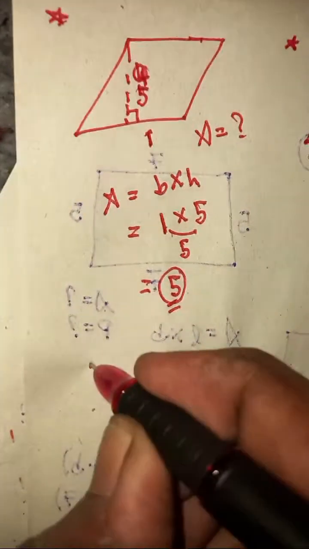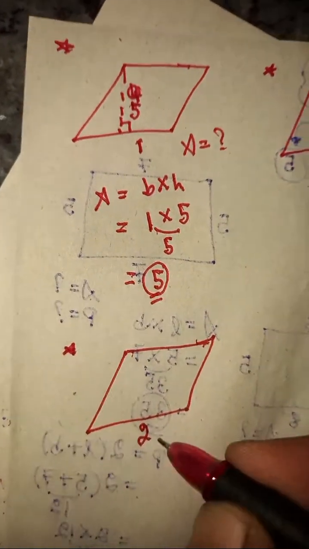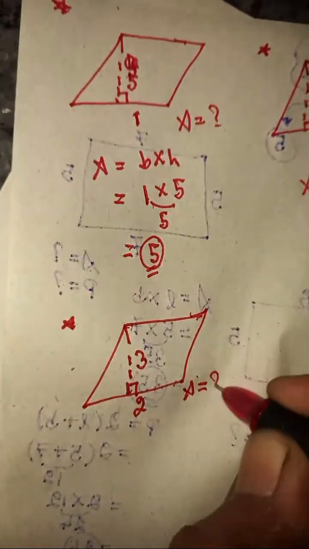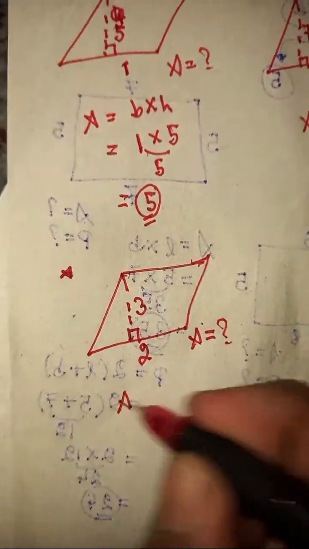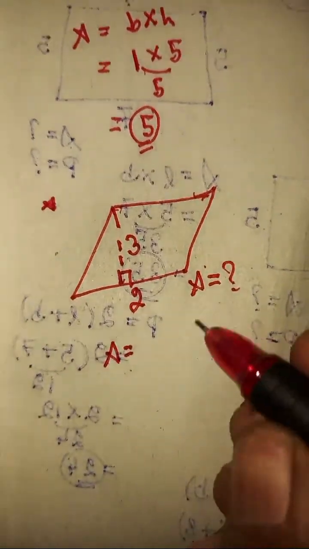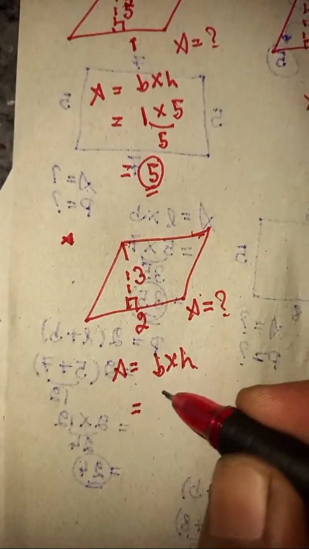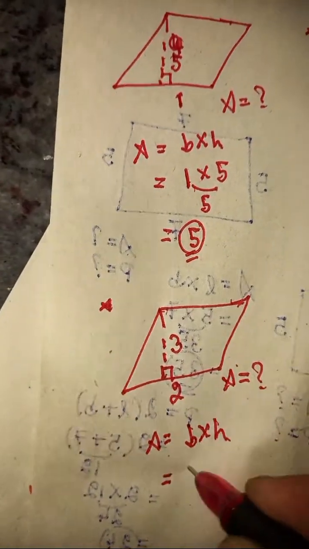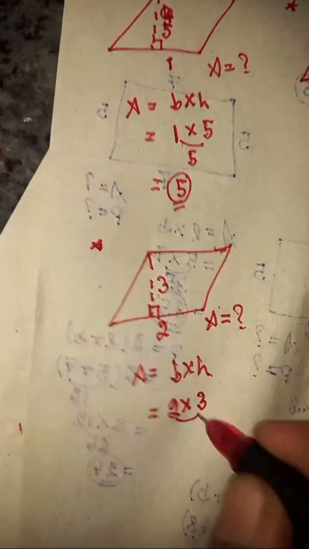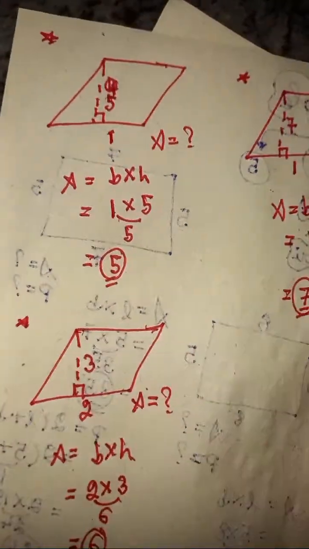Let's take one more parallelogram. In this parallelogram, the base is 2 units and the perpendicular height is 3 units. Here also you need to find the area. Here area is base times perpendicular height. This is the base, which is 2 units, times the perpendicular height, which is 3 units. 2 times 3 is 6, so 6 square units is the area of this parallelogram.